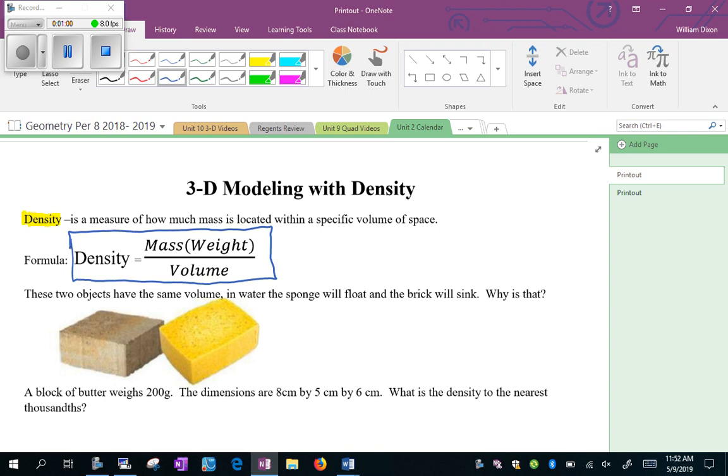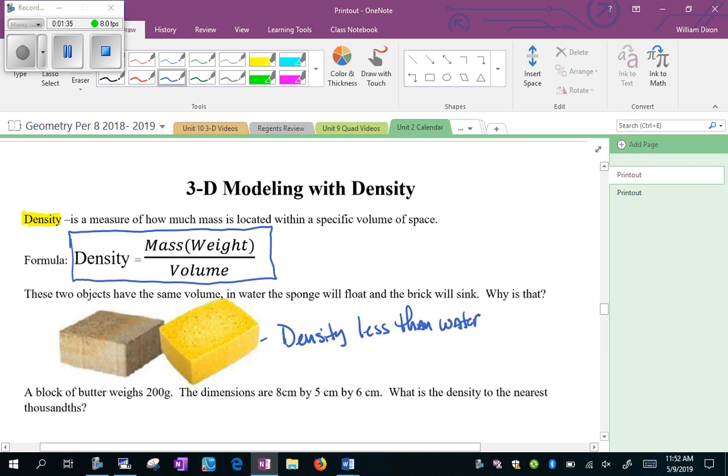And if you take a look at just an example of our two objects, we have a brick there and we have a sponge. And it says they both have the same volume, okay? The amount of space that they take up. But it says in water, the sponge will float and the brick will sink. Well, why is that? Because the density of the sponge is less than the density of the water. Now you may remember that from your science classes.